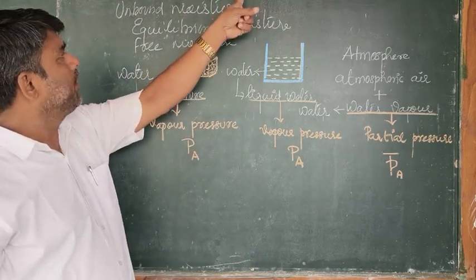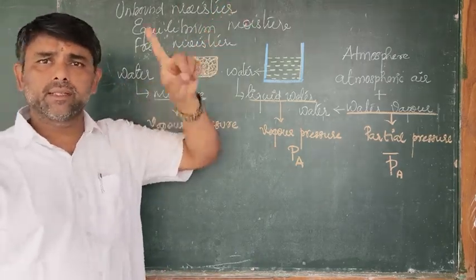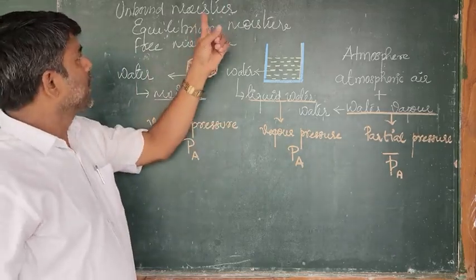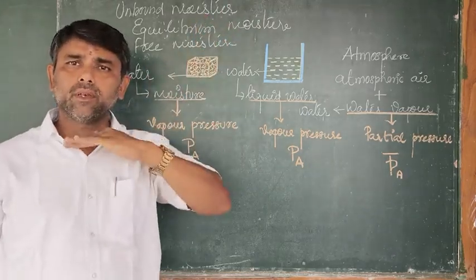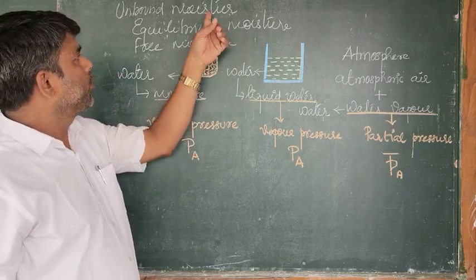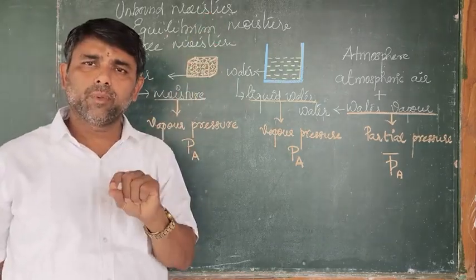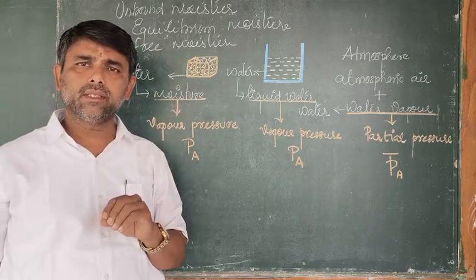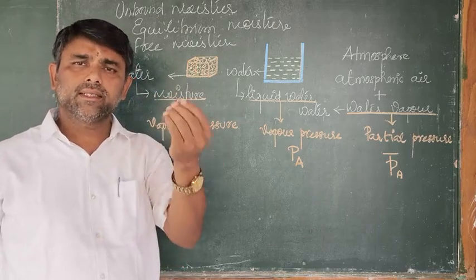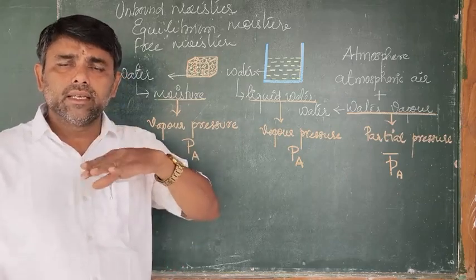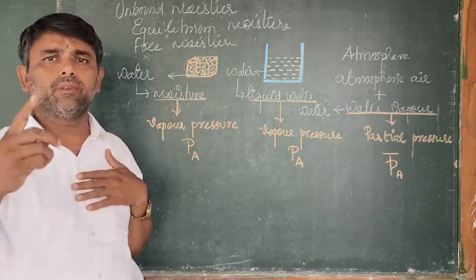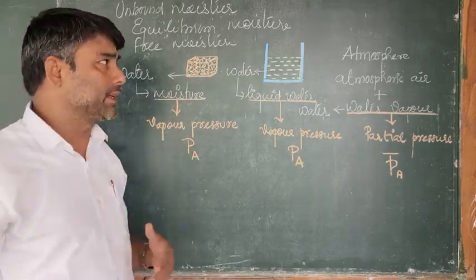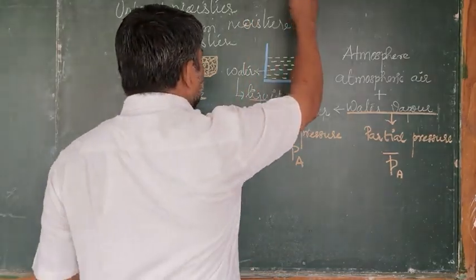While you define bound moisture, the vapor pressure is less than that of the vapor pressure of pure liquid. In unbound moisture, the vapor pressure is equal to the vapor pressure of pure liquid. Clear? Unbound moisture is the moisture contained by the substance that exerts an equilibrium vapor pressure equal to the vapor pressure of pure liquid at the same temperature. Now you are very clear about the unbound moisture.